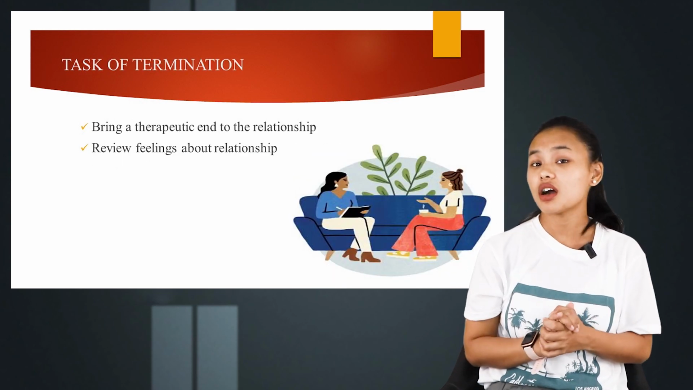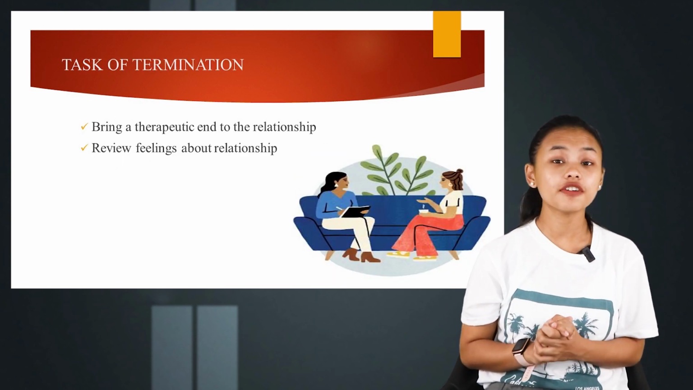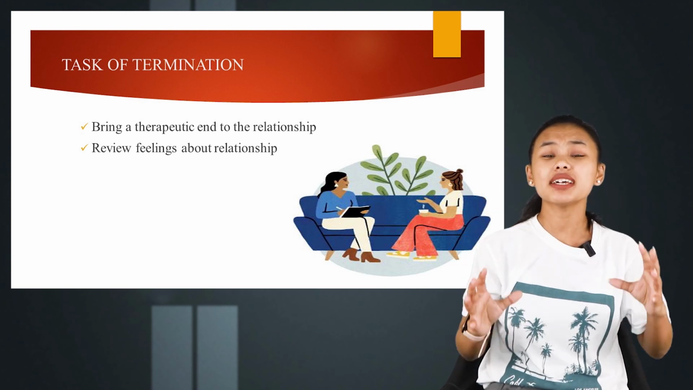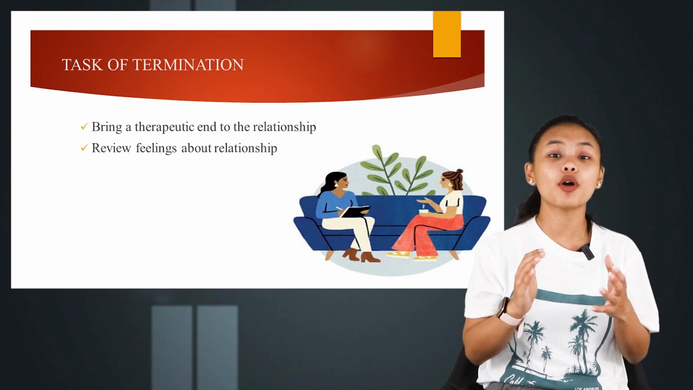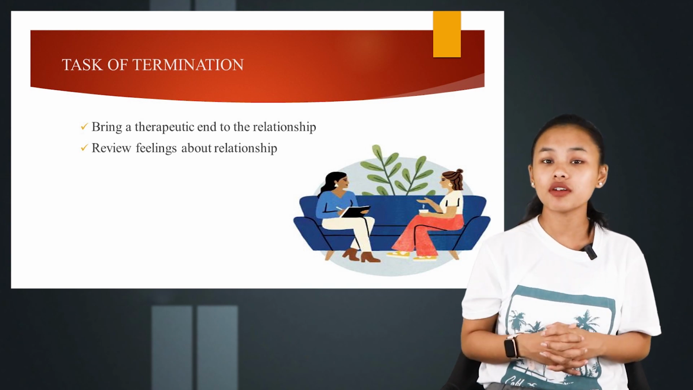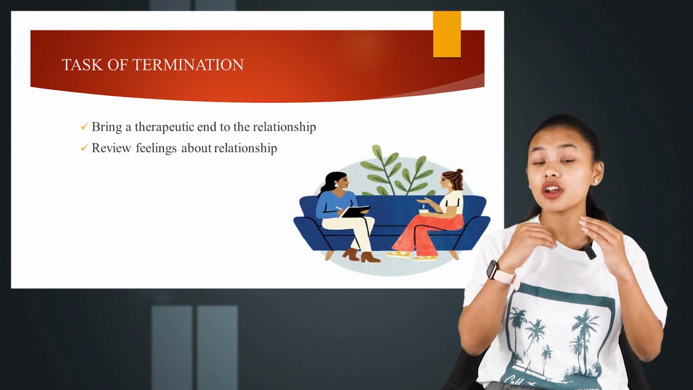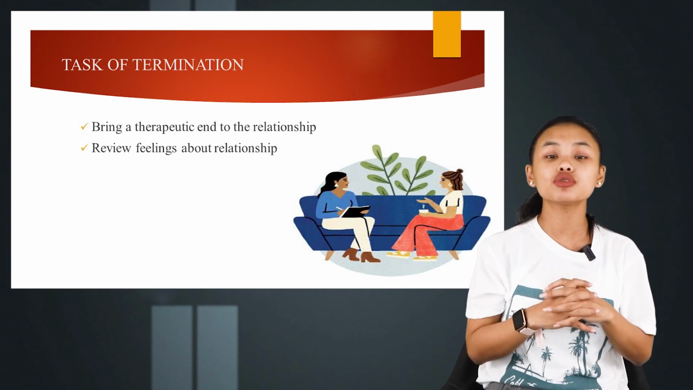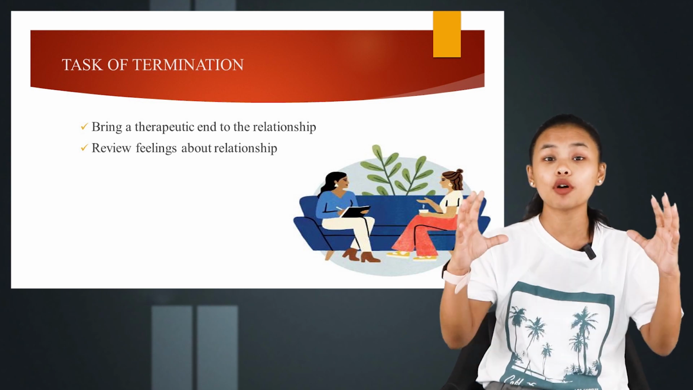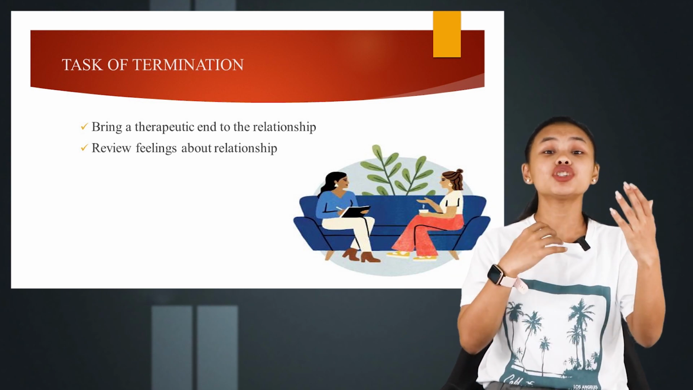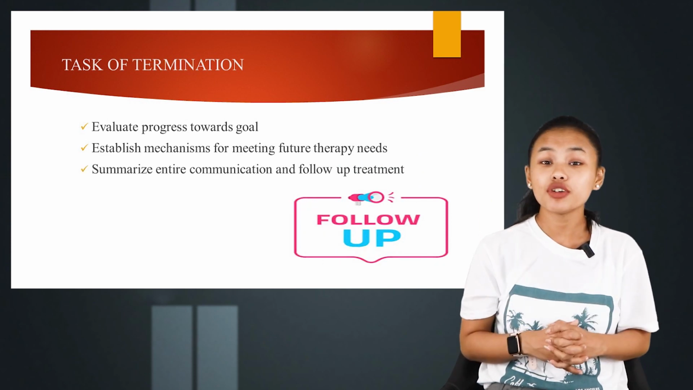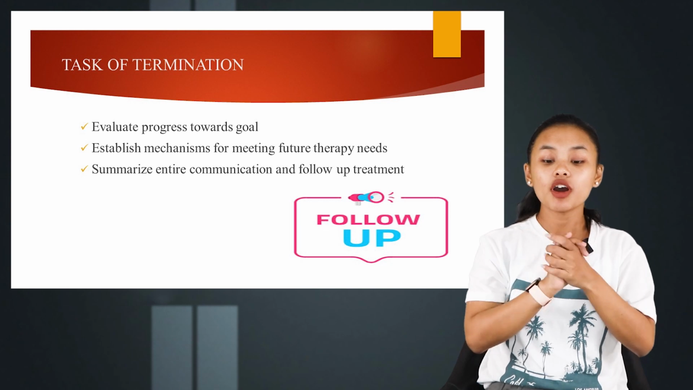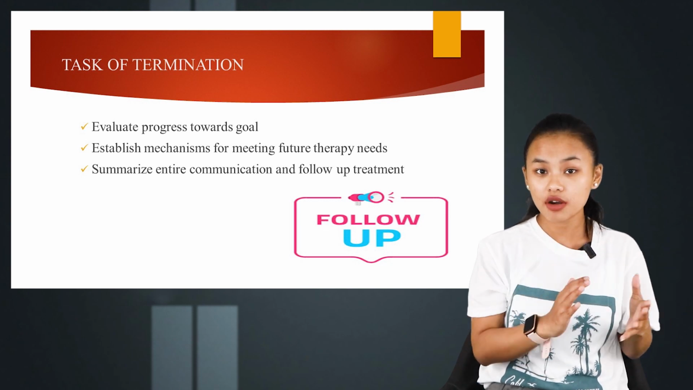So what are the tasks of this termination phase? The first one is to bring a therapeutic end to this relationship. The second is to review the feelings about this relationship. Here it is very important that you bring a therapeutic end to this relationship. Not only an end, but you must also review their feelings about this particular relationship which you two share. You must also evaluate their progress as well as establish a mechanism for meeting the future therapy needs.